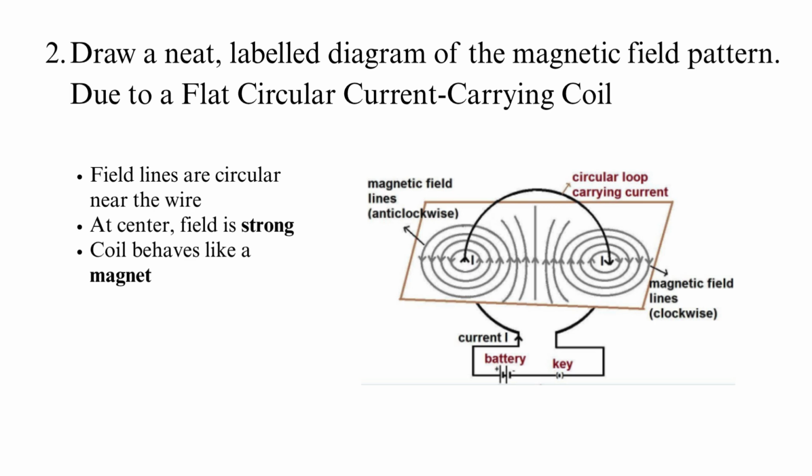Important points on screen. Field lines are circular near the wire. The field is strongest at center. Coil behaves like a magnet. Use the right-hand rule again. Curl fingers in direction of current. Thumb shows direction of magnetic field through the coil.